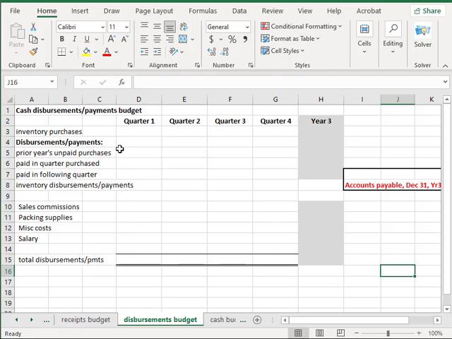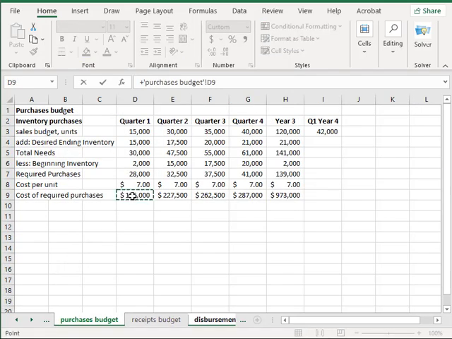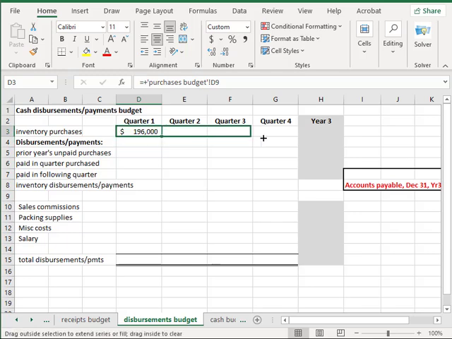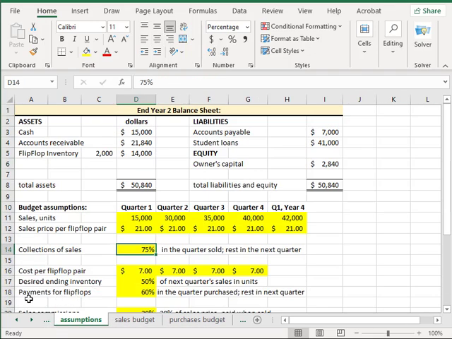And so the question is, let's link this to our purchases over here. Okay, so when did we pay the $196? When did we pay the $227? We have to go to our assumption sheet. Payments for flip-flops. 60% are paid in the quarter you buy it, and the rest in the next quarter.